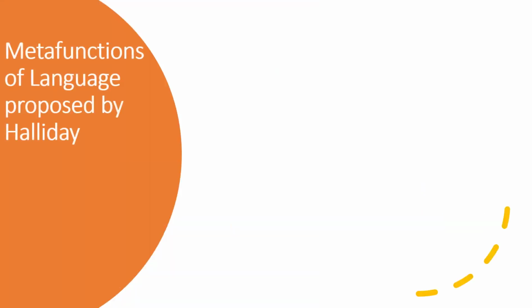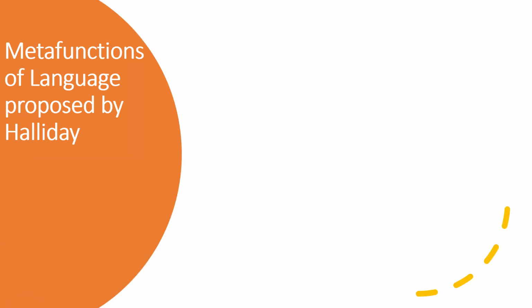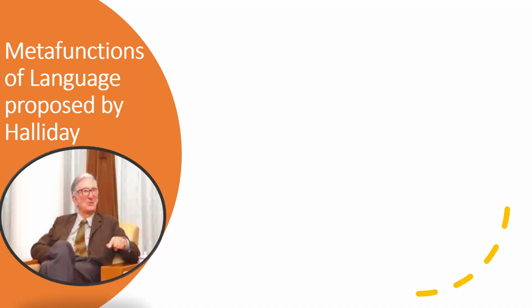Metafunctions of language proposed by Michael Halliday, the British linguist. He lived in Australia with his wife, Ruqayya, and both of them came up with one of the interesting books in linguistics called Cohesion. So in discourse analysis, they came up with the so-called cohesion, which is a very big volume.